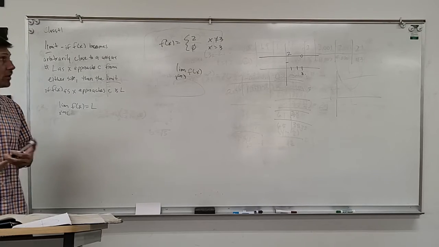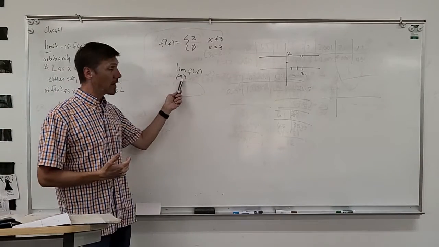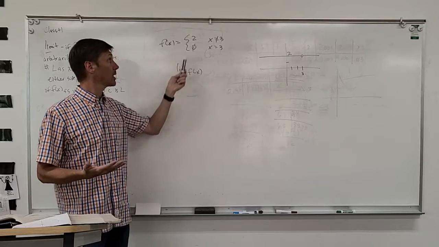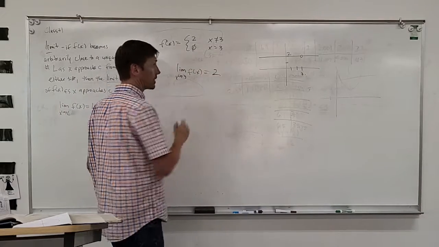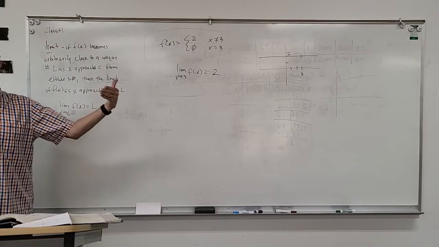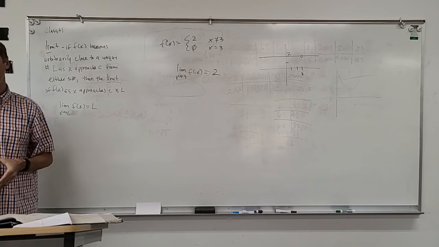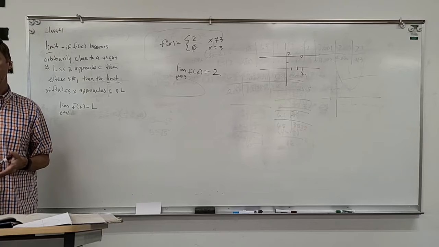So even though our piecewise function is defined at 3, and if we plugged it in directly we would say the value is 0, the limit of that is actually going to be 2, because that's what the values on each side of 3 are converging towards. Does that make sense to everybody?